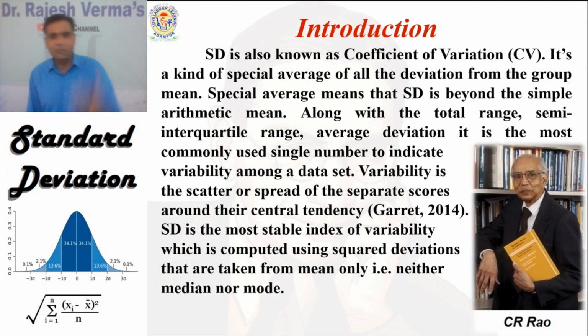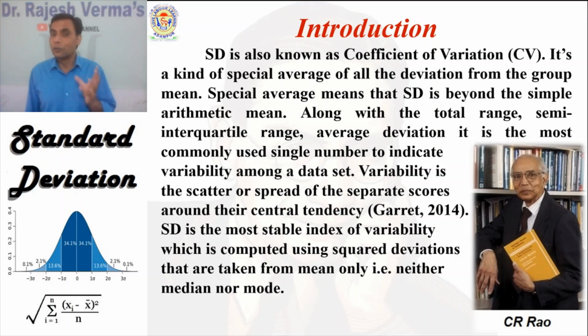When we calculate the standard deviation for grouped and ungrouped data, at that time I'll discuss and describe why it is known as a special average. But it is an average, so you must know this. Along with the total range, semi-interquartile range, and average deviation, it is the most commonly used single number to indicate the variability among a data set.